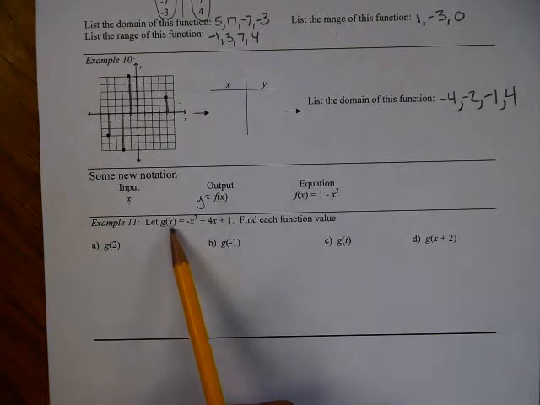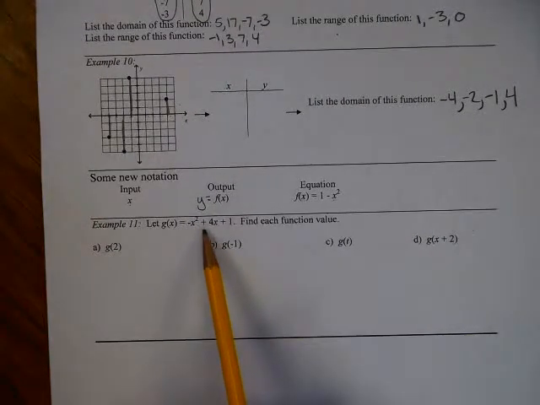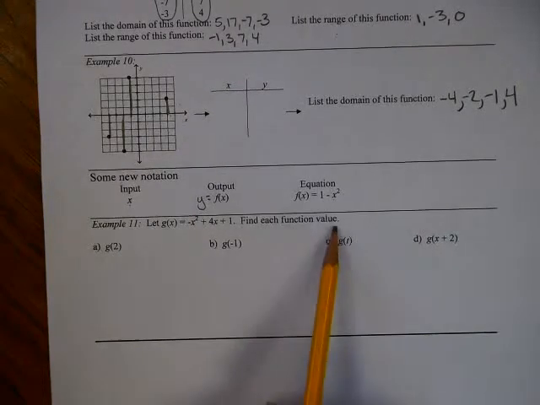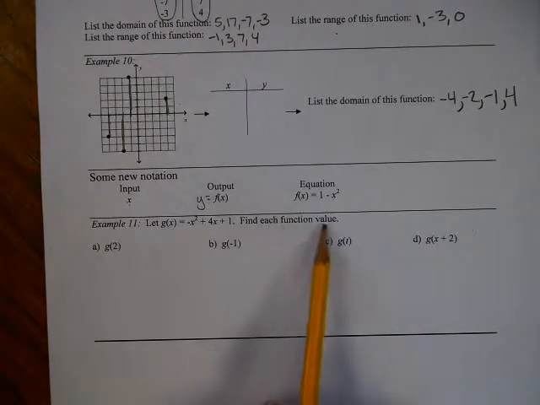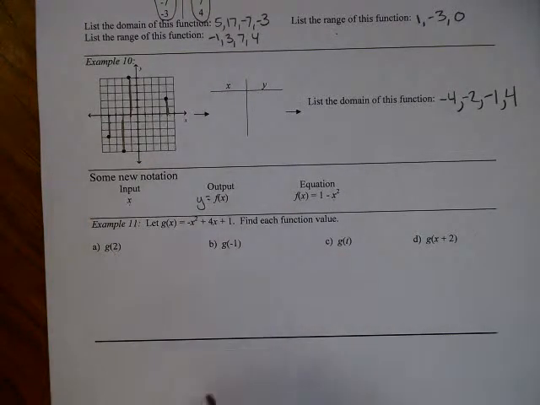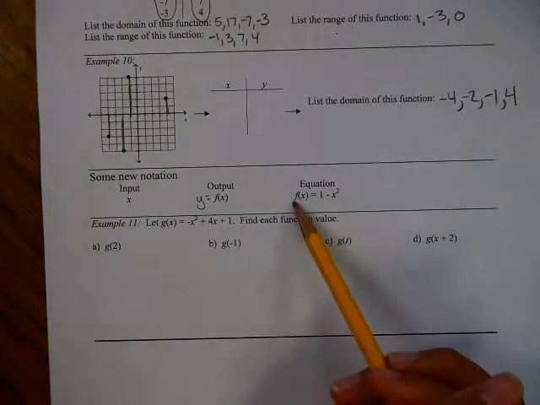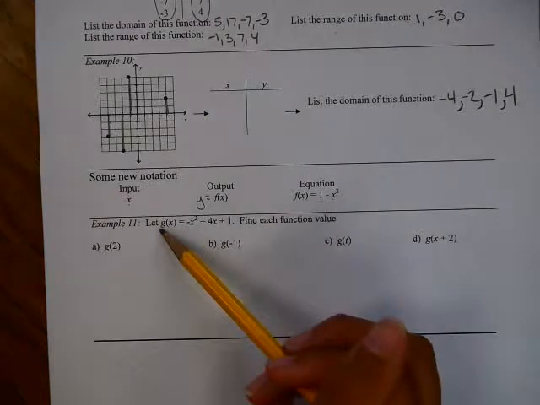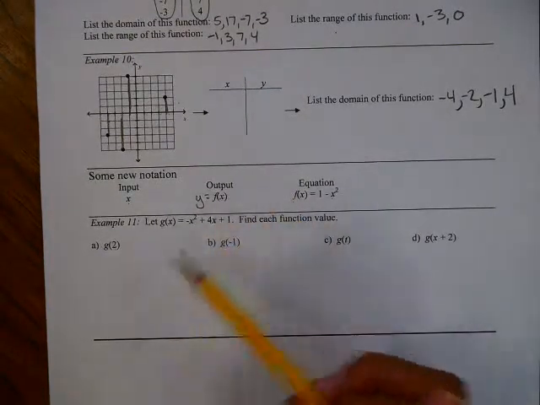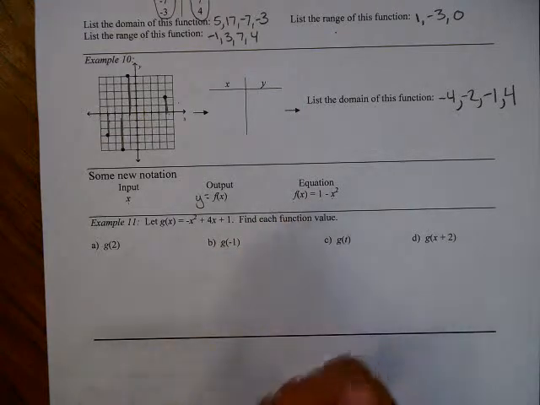So here we have g of x equals -x squared plus 4x plus 1. They want us to find each function value. That means we are given an input and they want us to find the output. Also notice up here, our function notation used an F. Here it used a G. That doesn't matter. This letter could be anything you want. A lot of times we'll use F, we'll use G, we'll use H. Those are really the most common ones.